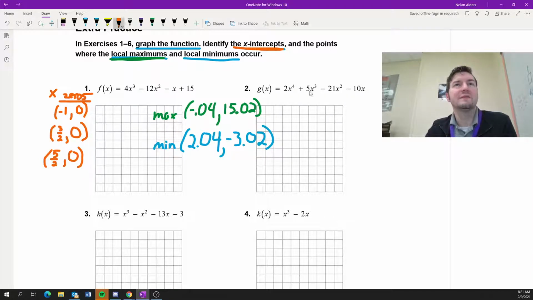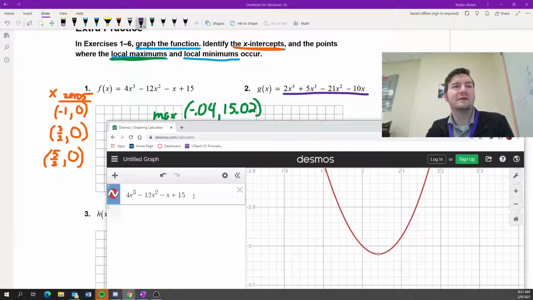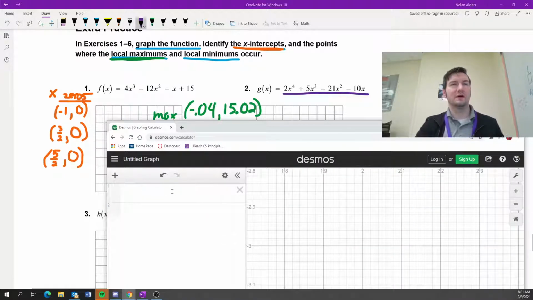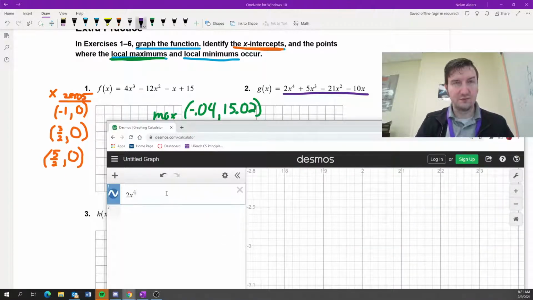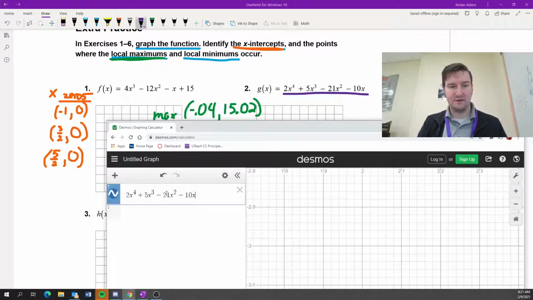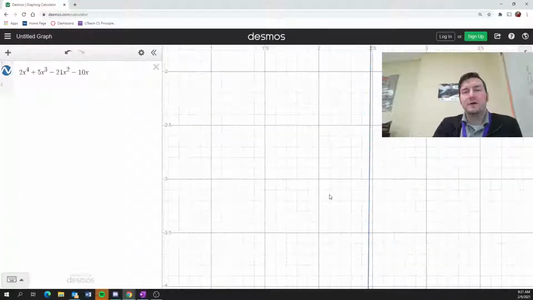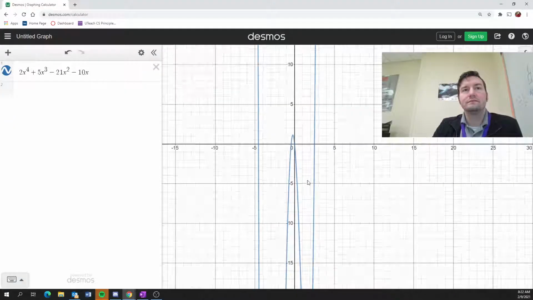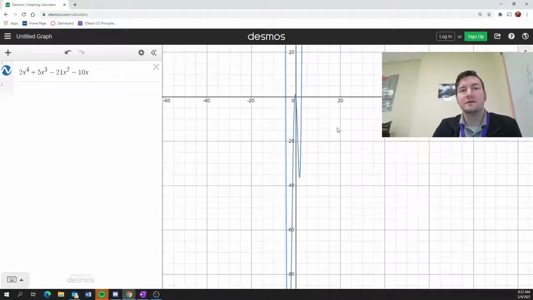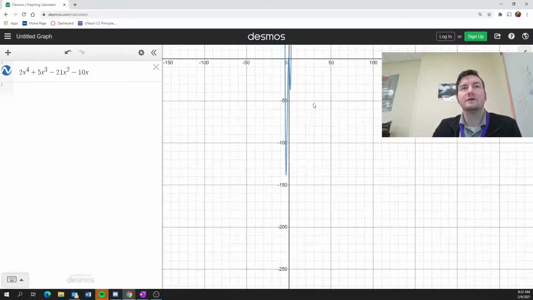We won't write it all out this time, but just to give you another look at a different function, let's look at number 2 here on Desmos. So let's type this in. We're going to have 2x to the 4th plus 5x cubed minus 21x squared minus 10x. And let's zoom out so we can see. Oh, this one is interesting. Very interesting function we got here.